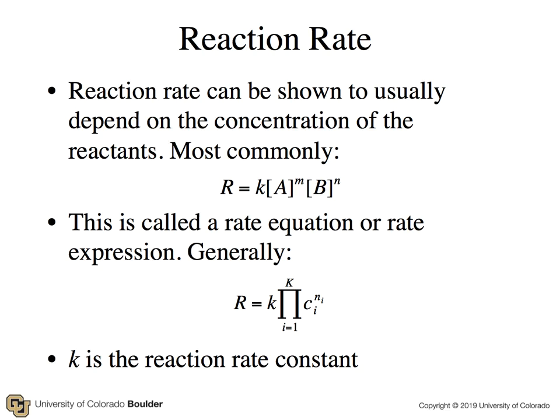Generally, the reaction rate is written as lowercase k, which is called the reaction rate constant, times the concentration of A to some m power times B to some n power. And if it's an elementary reaction, that m and n are the stoichiometric coefficients of A and B. And this produces what's called a rate equation or rate expression. And you can write it symbolically as the equation below. Again, k is the reaction rate constant.